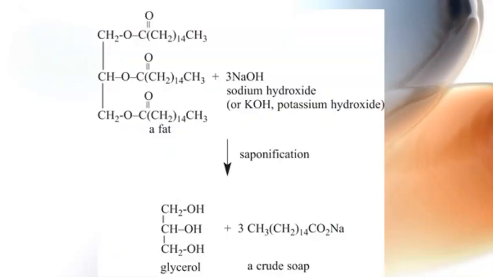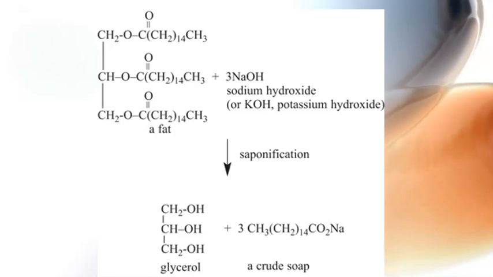So we have at the top our triglyceride, and when we react it, we get our glycerol, and we get three long chain carboxylate salts. So you've got, in this case, a 16 carbon chain with a double bond to O, an O minus and an Na plus. So it's got an ionic end and a long alkyl chain, effectively.